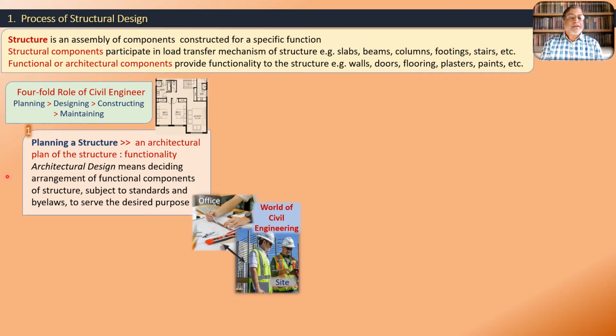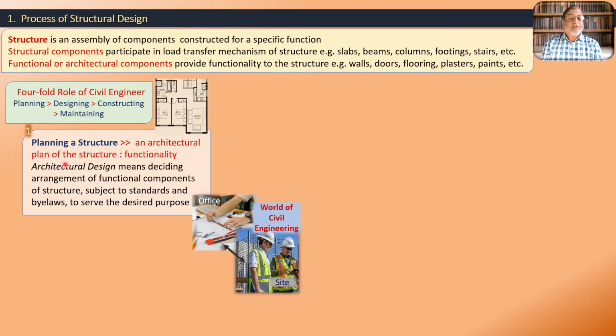The first role of an engineer is planning a structure. At the end of this role, an engineer will provide an architectural plan of the structure. An architect is usually doing this particular role. So in a broader sense, we can say that an architect is also a part of the civil engineering family, and an architect is doing this planning of a structure.